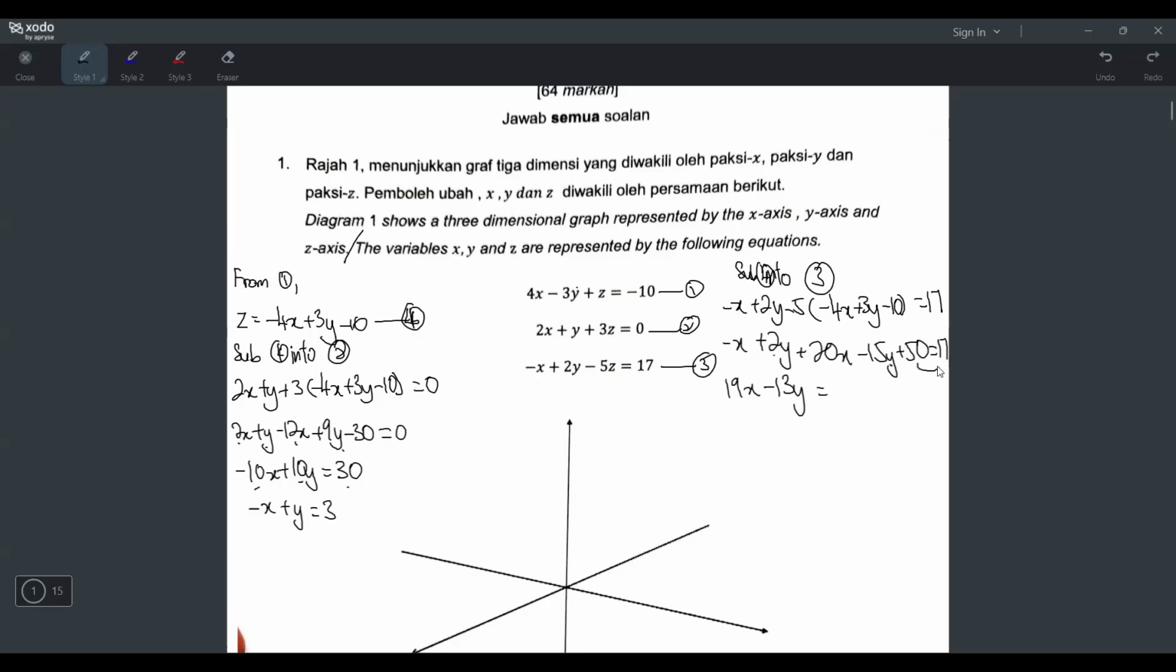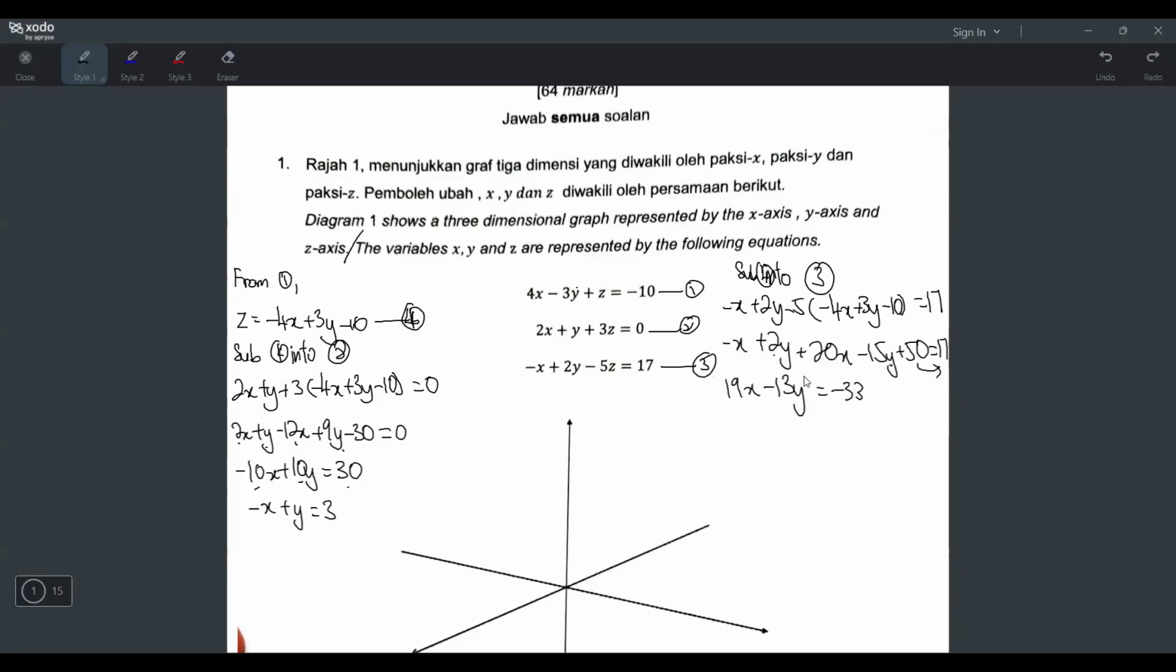And then the 50, I will choose to move it to the other side. So let's press calculator. 17 minus 50. Okay, my calculator gives me negative 33. Okay, negative 33. So now I get my other equation with x and y already. So this equation has x and y, this equation also has x and y. So we can do simultaneous one more time.